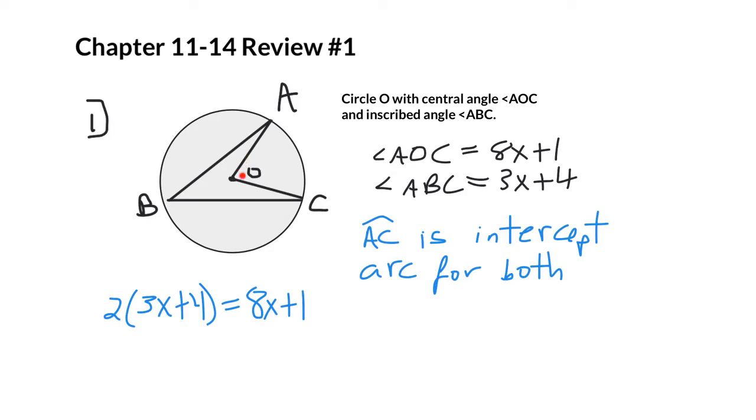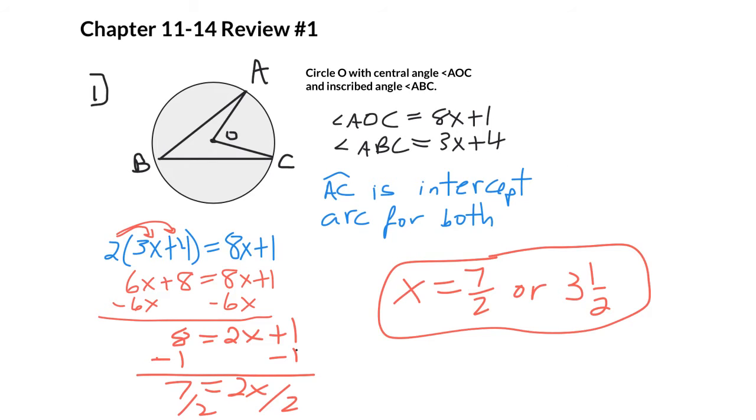Here's the central angle, here's the inscribed angle, here is the intercepted arc AC. It's the intercepted arc for both, and so 2 times the inscribed angle has to equal the central angle. We can solve this out by distributing and by doing things to both sides and get our final answer, which can be written as an improper fraction or as a mixed number.